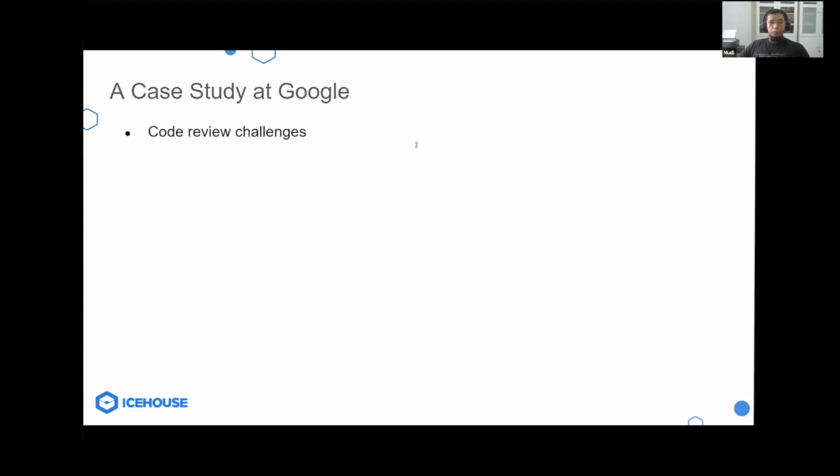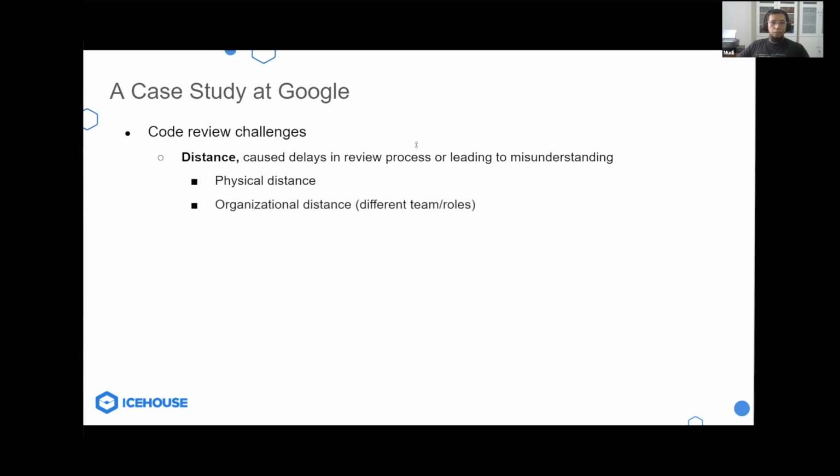Well, the code review process at Google is not without challenges. There are 5 themes or challenges based on interview data in the study. First is distance. Distance here is perceived as causing delays in the review process or leading to misunderstanding. It refers to physical or geographical distance, since Google has lots of developers working in different offices around the world, and also organizational distance, for example between different teams or different roles.